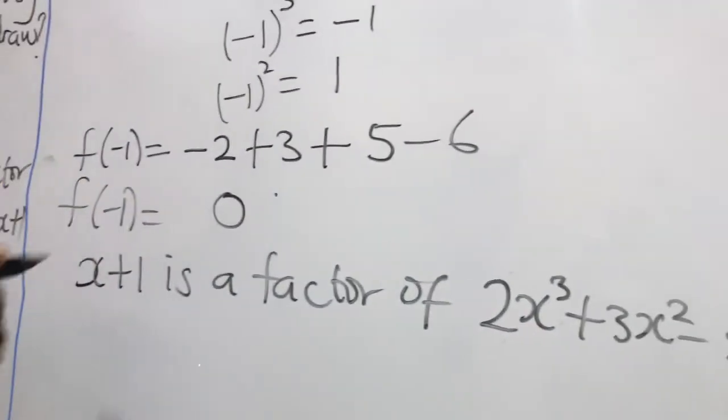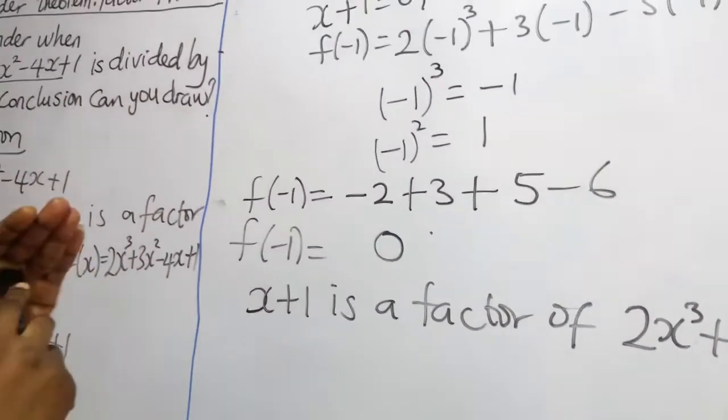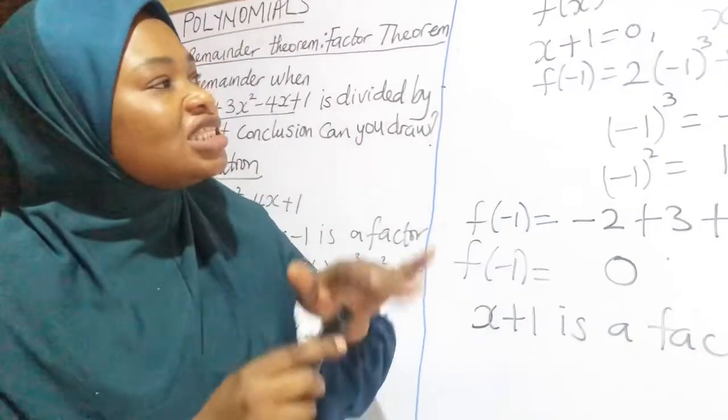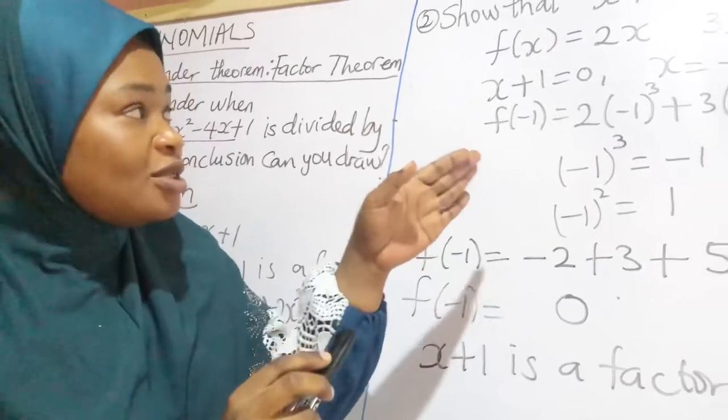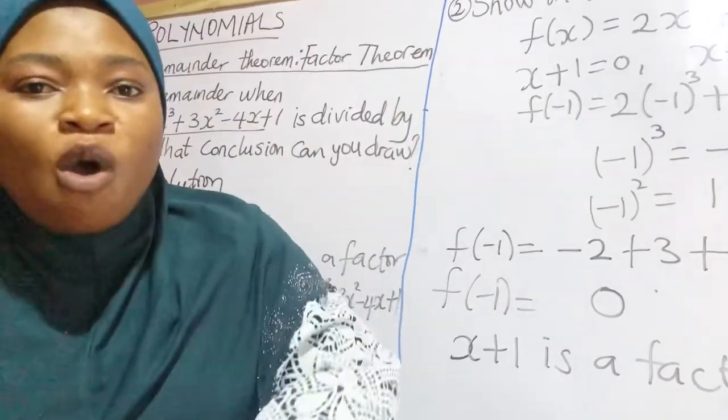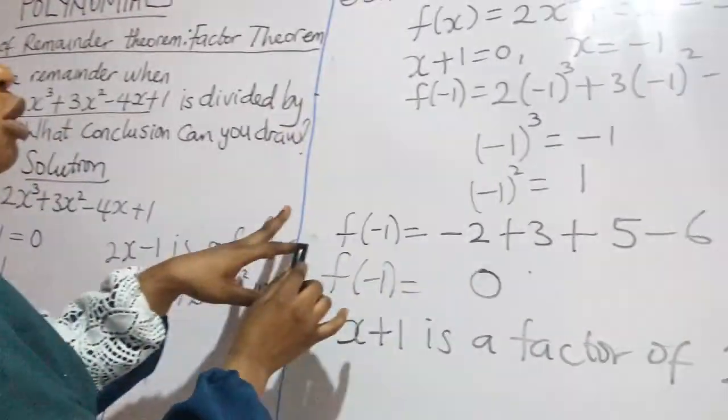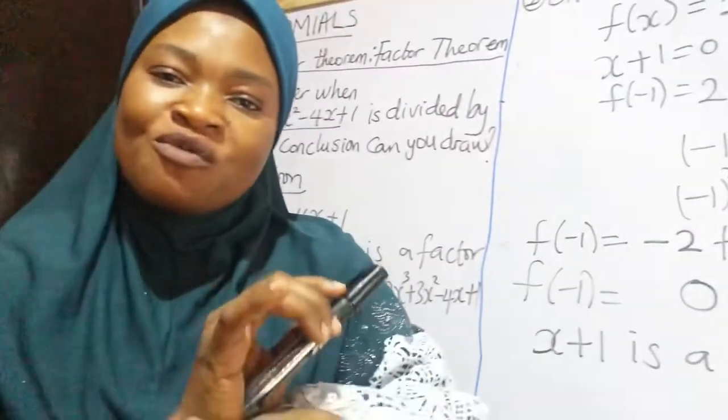Can you see? It's very, very simple. So if you are given any question where you have to show whether one divisor is a factor of the dividend, this is how to go about it. Very simple, very clear.